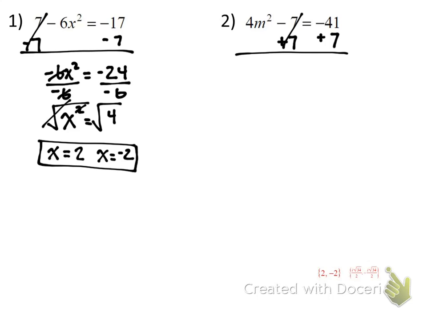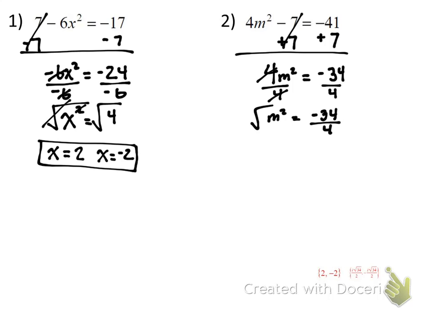Everyone's just watching right now, right? 4m squared is equal to negative 34. Next thing I'm going to do is divide both sides by 4. When I do that, 4's cancel out, so I'm just left with m squared is equal to negative 34 over 4. Now I'm going to take the square root of both sides.